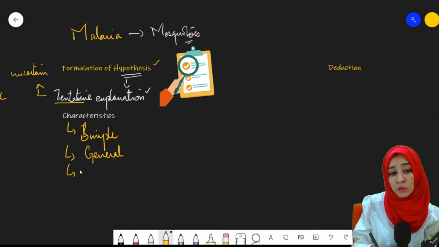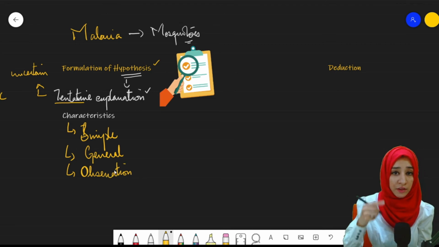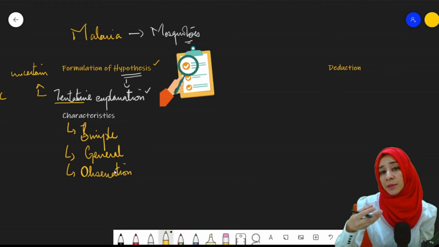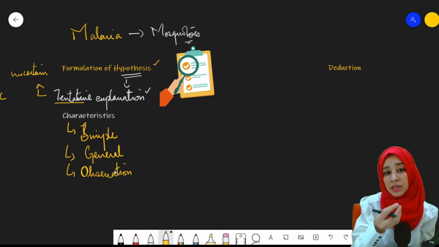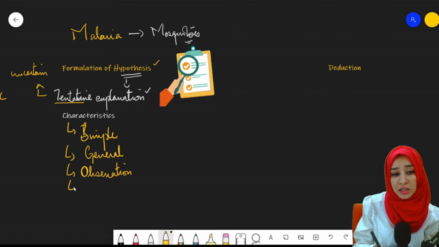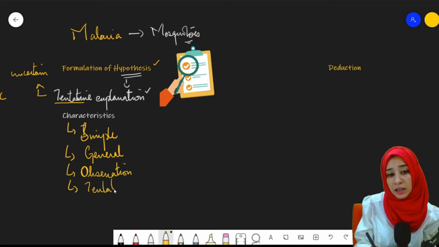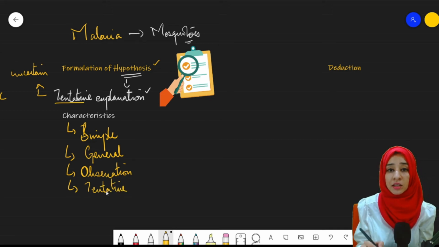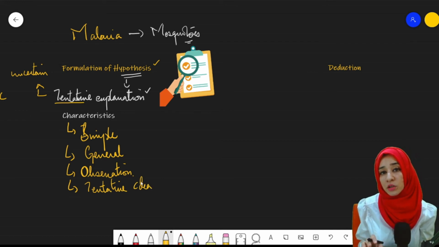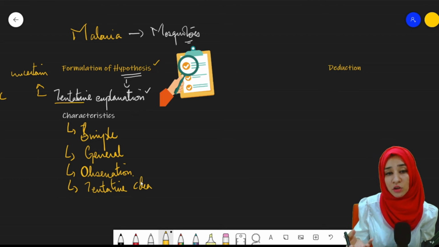Then it should be related to observations. The observations that we have performed, it should be related to that. The observation on the basis of which the hypothesis is given, this hypothesis needs to be related to those observations. It should be a tentative idea, meaning that it is uncertain. We are not sure about its correctness, whether it is correct or whether it is wrong. We need to find that out.